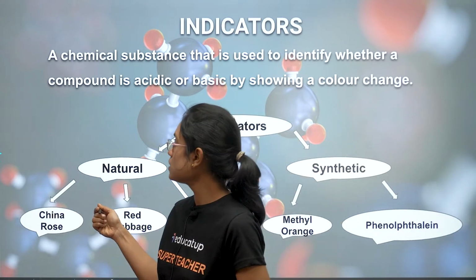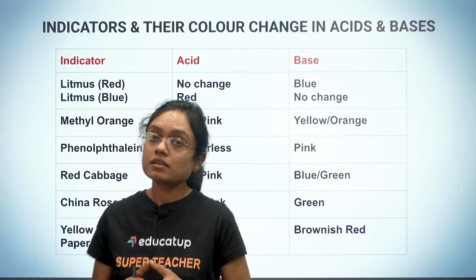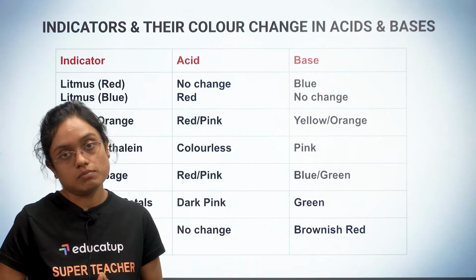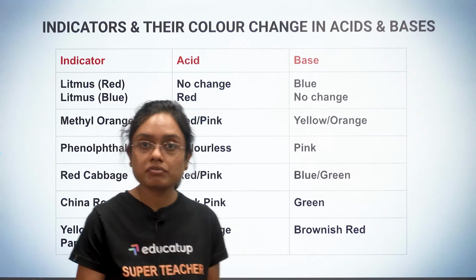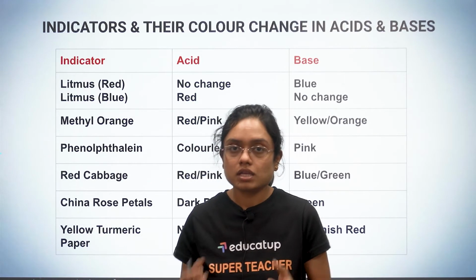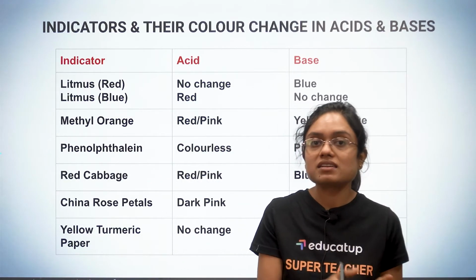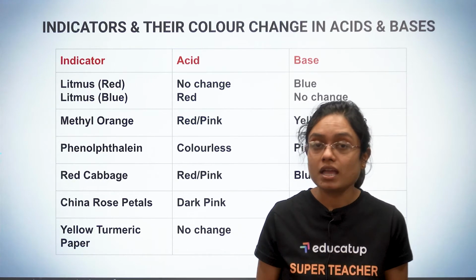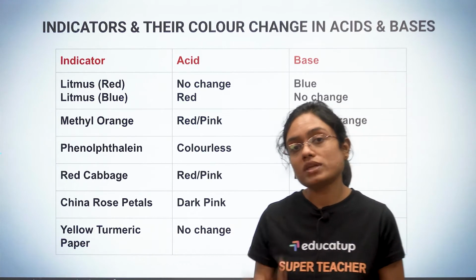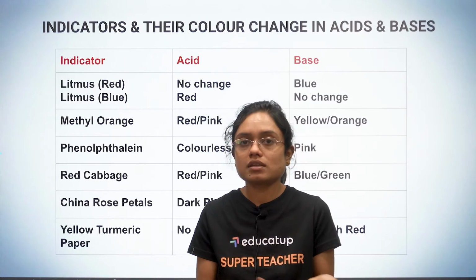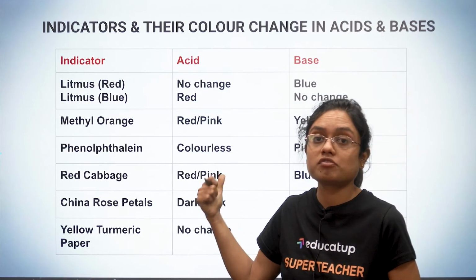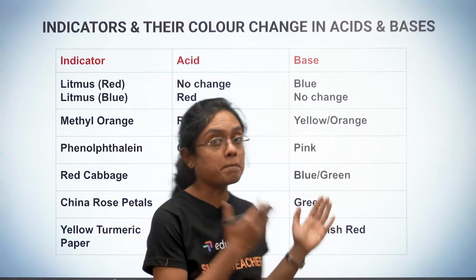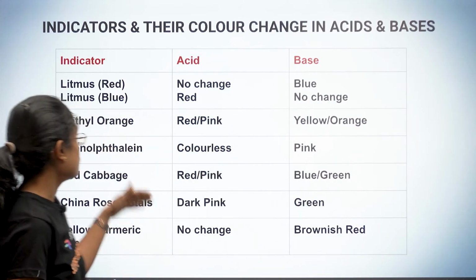Now let's move ahead. Now, indicators and their color change in acids and bases. This is extremely important, children, because in chemistry lab, you may have to test two test tubes containing acid and base, and you have to decide which one is containing acid and which one is base. This info is extremely helpful. So pay attention, children.